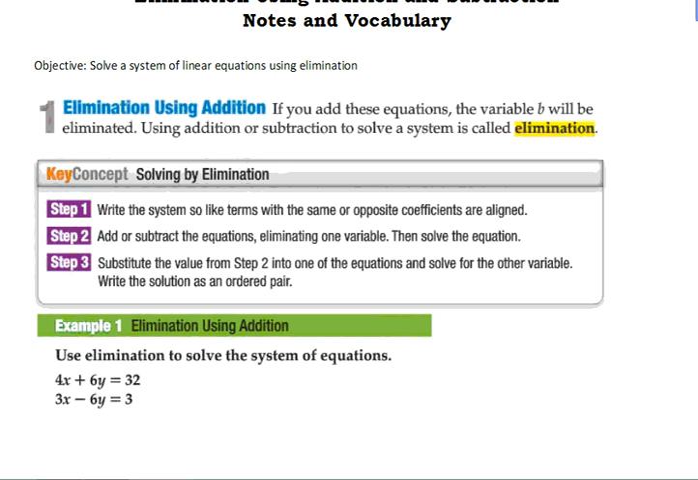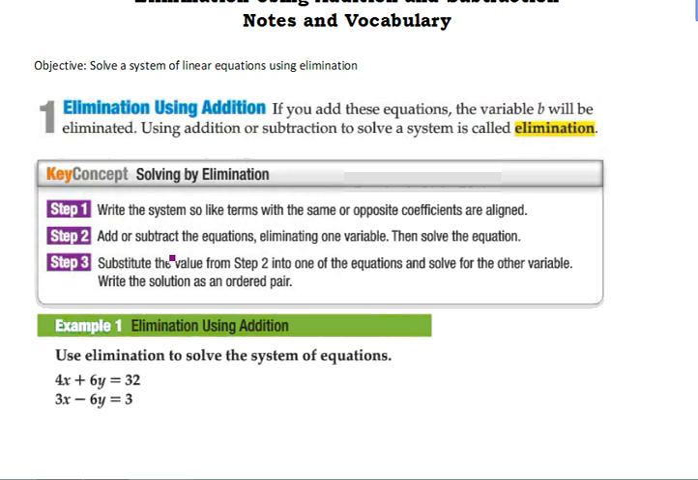Okay, objective of this section is to solve a system of linear equations, which is what we've done the last 2 sections, but now we're using elimination. So again, we're going to use addition or subtraction. The steps here that we're going to do, first off, write the system so the like terms with the same or opposite coefficients are aligned. So here's our coefficients. If you remember, coefficients are the numbers outside the variable. Remember, same or opposite sign. So look here, we have everything set up correctly. Our x's are aligned, our y's are aligned, our constants are aligned. So step 1 is done.